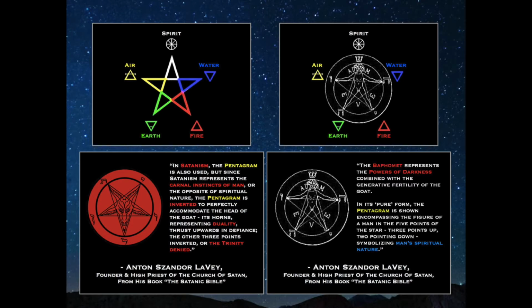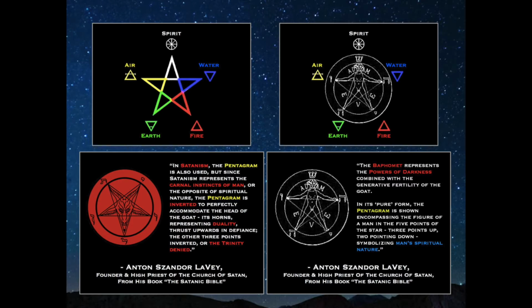In Satanism, the pentagram is also used, but since Satanism represents the carnal instincts of man, or the opposite of spiritual nature, the pentagram is inverted to perfectly accommodate the head of the goat. Its horns, representing duality, thrust upwards in defiance. The other 3 points inverted, or the Trinity denied. The Baphomet represents the powers of darkness combined with the generative fertility of the goat.